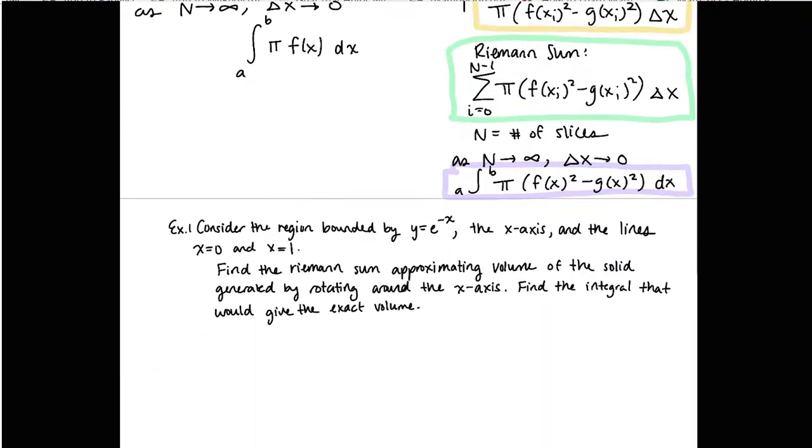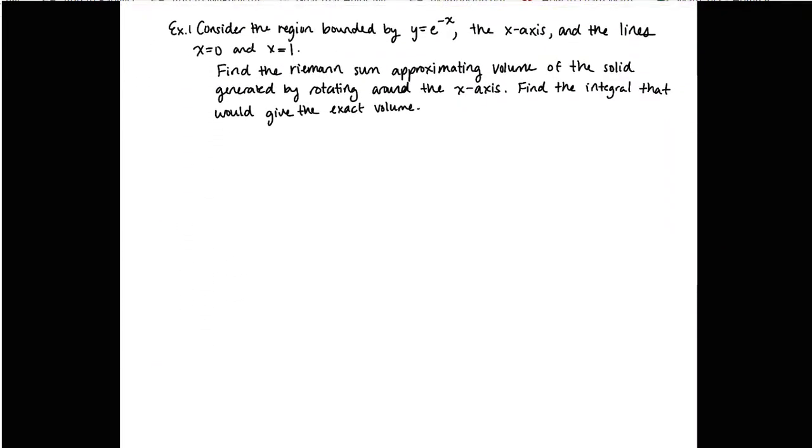Okay, so carrying that concept forward, let's look at some specific examples. We're going to consider the region bounded by y equals e to the negative x, the x-axis, and the lines x equals 0 and x equals 1. We will find the Riemann sum approximating the volume of the solid generated by rotating around the x-axis. We will find the integral that will give the exact volume.